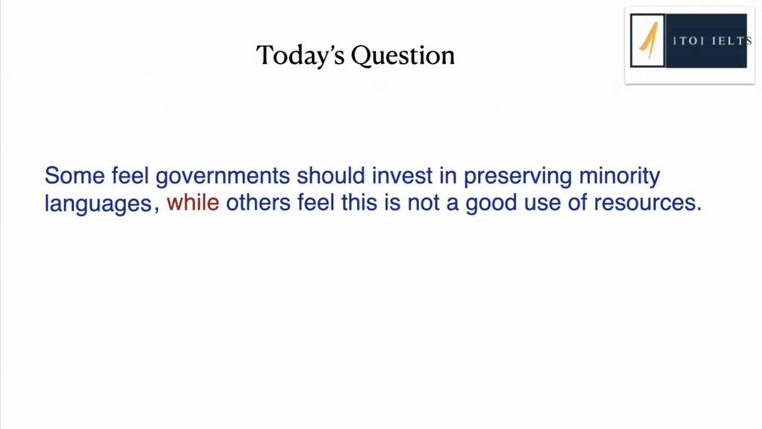This question says, some feel governments should invest in preserving minority languages, while others feel this is not a good use of resources. You can see I've highlighted the word while here. Now, this is a conjunction of contrast, and it shows that you have two different views. So already this is looking like it could work for this technique. Now, I'm going to break down the different parts of the sentence so everybody knows what I'm talking about.